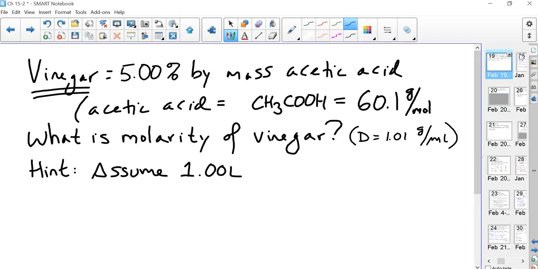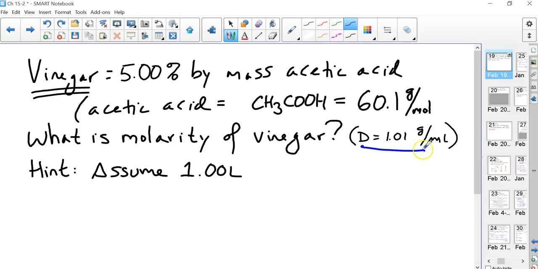Let's do another example, and this one's a harder one. What if we got vinegar? Now vinegar is 5% by mass acetic acid, which means it's 95% water. What's the molarity of vinegar? What's the number of moles per liter? Well, I need to give you some information to solve this problem.